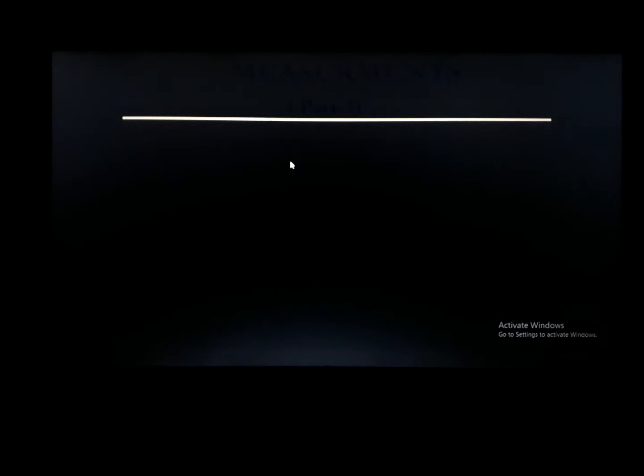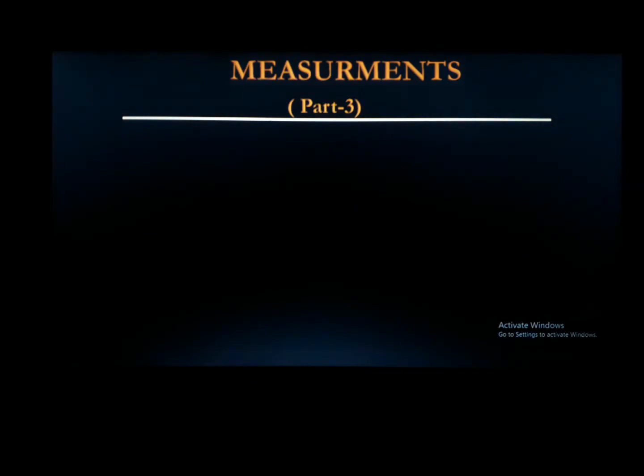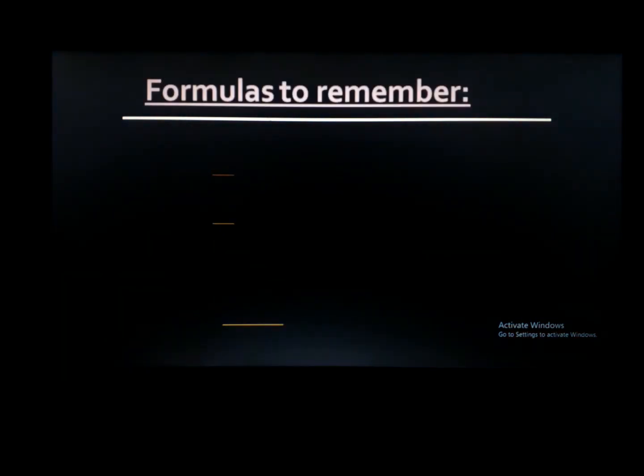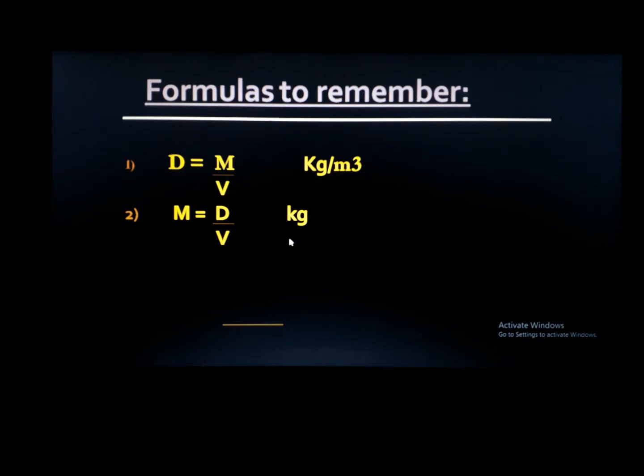Hello everyone. Today we will discuss how to find out the density of regular and irregular solids with few examples. So first we have to remember the formulas. The first one, density is equal to mass divided by volume, and the SI unit of density is kg per meter cube. And the second one, mass is equal to density multiplied by volume. The SI unit of mass is kg. And the next, volume is equal to mass divided by density, and the SI unit is meter cube.